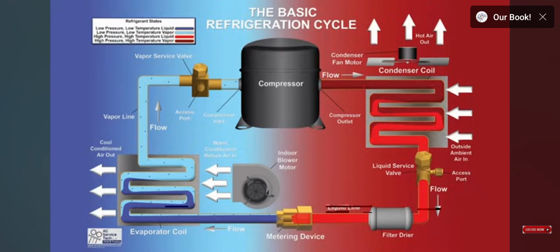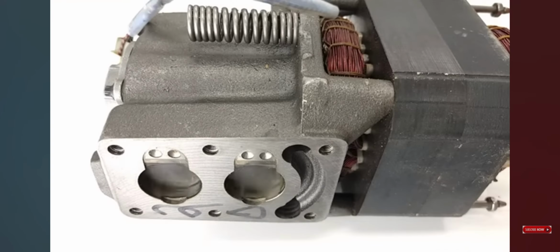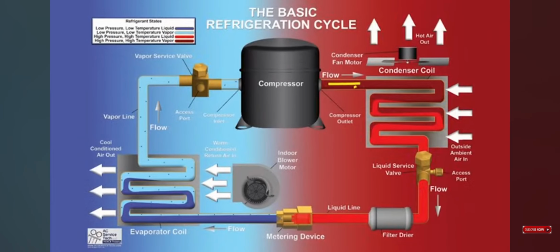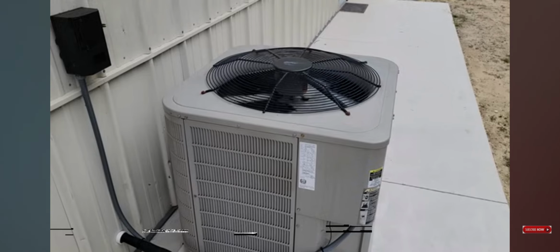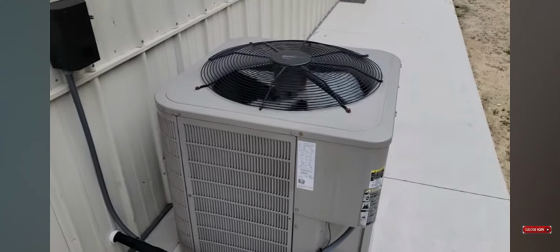And so you have your low pressure, low temperature vapor refrigerant enters into a refrigerant compressor. In this case, it's a reciprocating compressor. That's what that looks like right there. And then you have on the outlet of the compressor, high pressure, high temperature vapor refrigerant. And so what happens is the high pressure, high temperature discharge gas is entering into the condenser coil where the refrigerant is going to reject its heat.